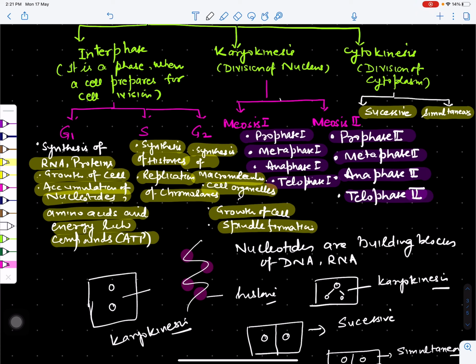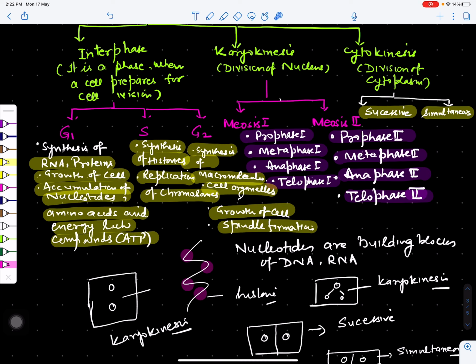Now, this karyokinesis or division of the nucleus will occur in two stages, meiosis 1 and meiosis 2. Like we discussed, meiosis 1 is also called reductional division. Meiosis 2 is called equational division. In meiosis 1, chromosome number is reduced to half, diploid state is converted to haploid state. New genetic recombination also takes place in meiosis 1, but in meiosis 2, chromosome number will remain the same. Meiosis 1 is further divided into prophase 1, metaphase 1, anaphase 1, telophase 1. And meiosis 2 is further divided into prophase 2, metaphase 2, anaphase 2, and telophase 2.